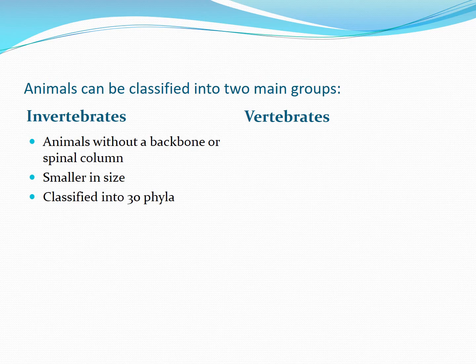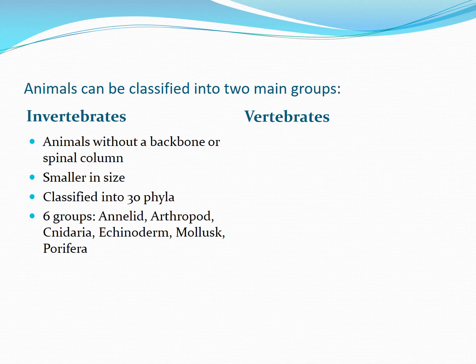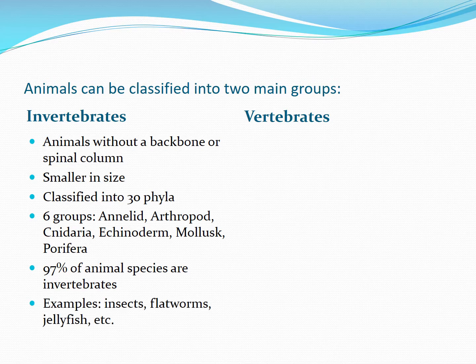There's about 30 or more phyla or smaller groups within this invertebrate classification. There are 6 major groups: annelids, arthropods, cnidarians, echinoderms, mollusks, and poriferans. I already talked about the fact that 97% of all animals are invertebrates. And here's just some examples: insects, flatworms, jellyfish. The list goes on and on and on.